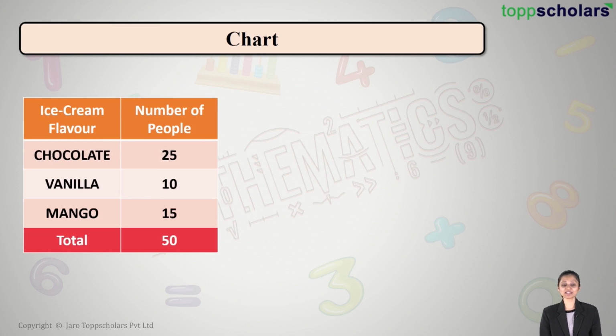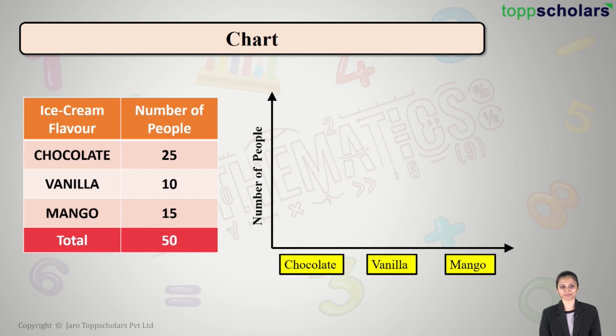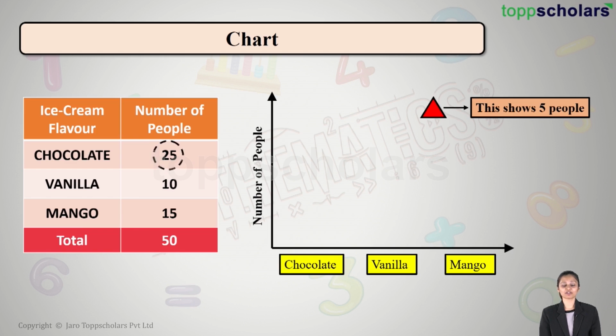Now let's represent this data in the table in the form of a chart. On the x-axis, we'll write the ice cream flavor. So chocolate, vanilla and mango. And on the y-axis, we'll write the number of people. So let's say this small red triangle represents 5 people. And a total of 25 people liked chocolate ice cream.